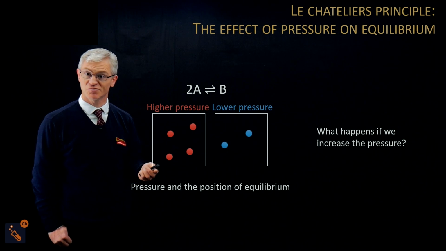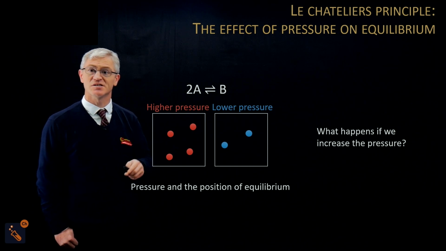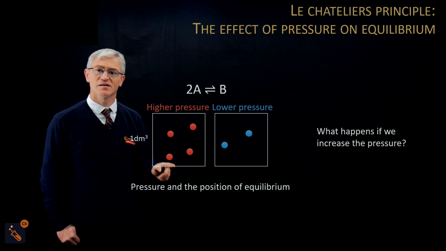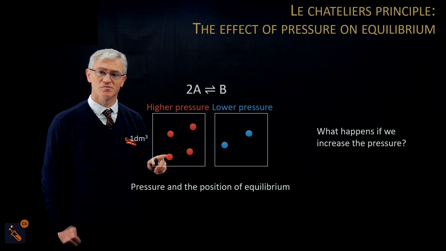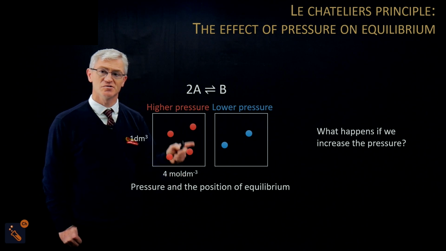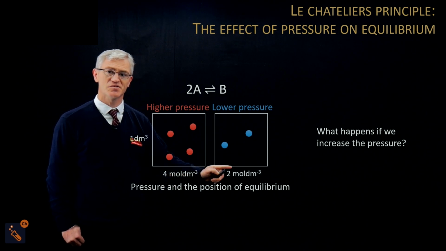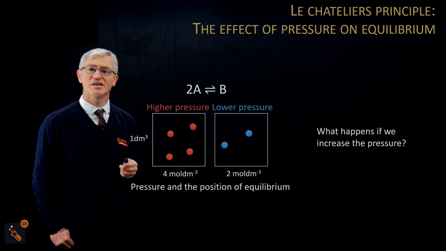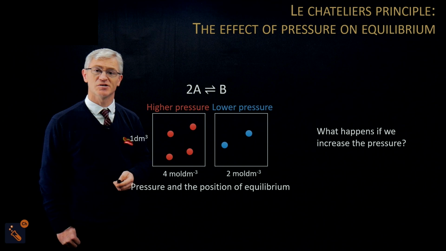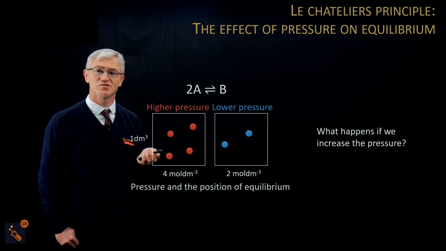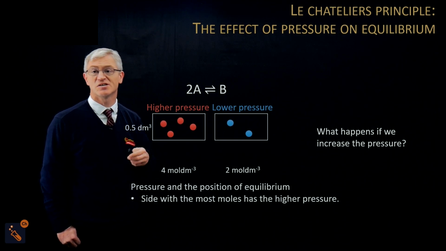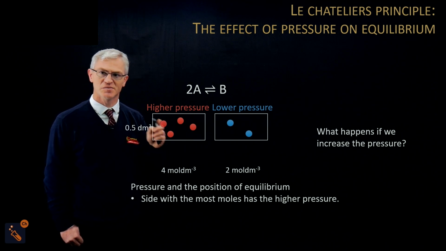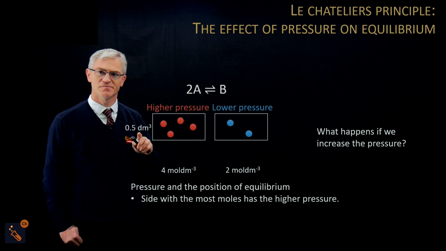Now, if we increase the pressure, and we're going to do this now, imagine these are 1 decimeter containers. And like I say, imagine each one of those is a mole. So we've got 4 moles in 1 decimeter, and then we've got here 2 moles in 1 decimeter. We then increase the pressure, as in the question here, and we do that by reducing the size of the container. We can also add more particles in, but we're going to reduce the size of the container. Now it's half a decimeter.